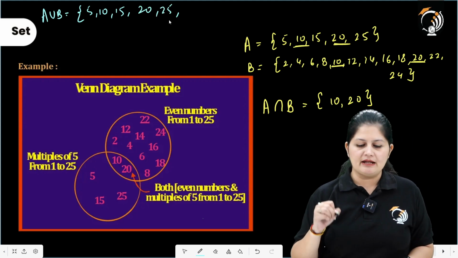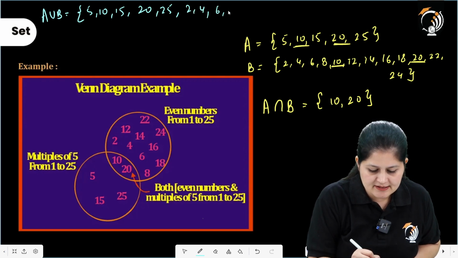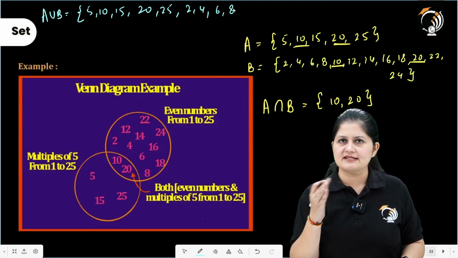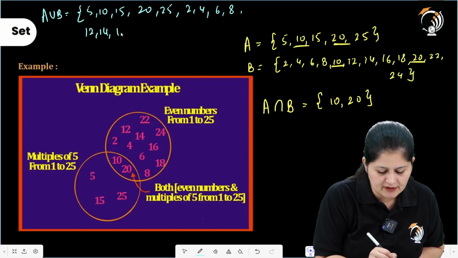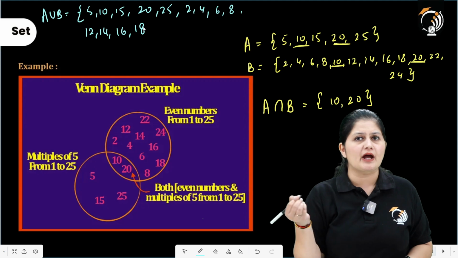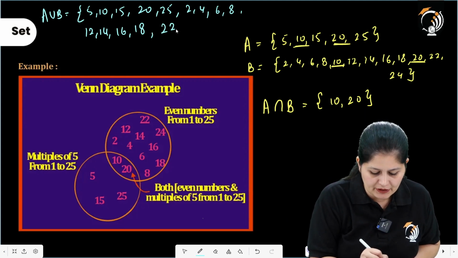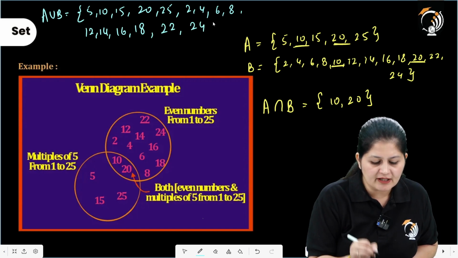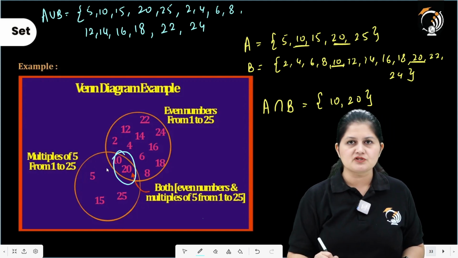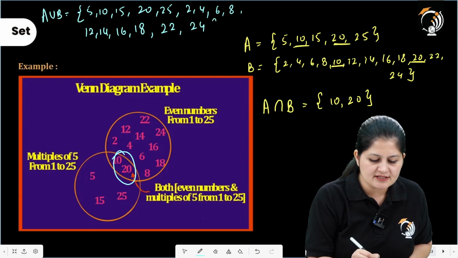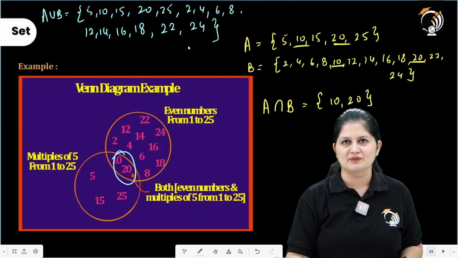The elements of B are 2, 4, 6, 8. We are not going to write 10 again as it is already written here. Then we have 12, 14, 16, 18. Now, we are not going to write 20 as well, as we have already mentioned it. After that, we have 22 and 24. Further, the common elements of A and B are 10 and 20, but they are already in the list. So, this is how we write A union B in the given example. Clear?